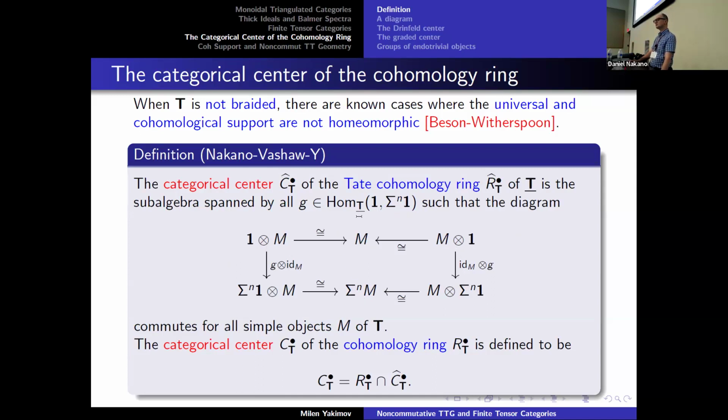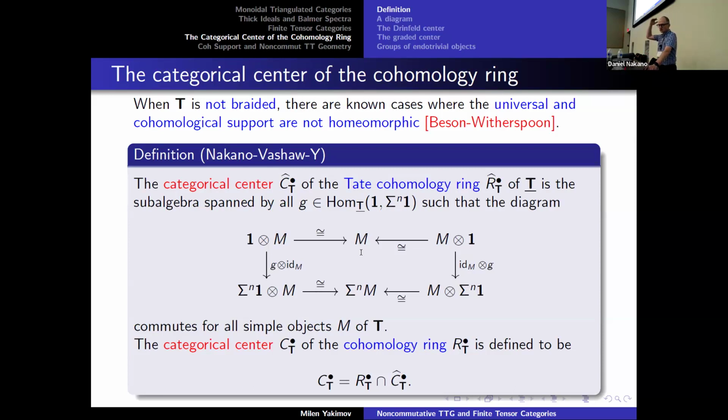So if I have an element which is in the Hom space between 1 and the shift of 1, I have the vertical arrow on the left and the vertical arrow on the right. And we say that this G is going to be in the categorical center if this diagram commutes for all simple objects M. And this is the definition of the categorical center of the cohomology ring of R.